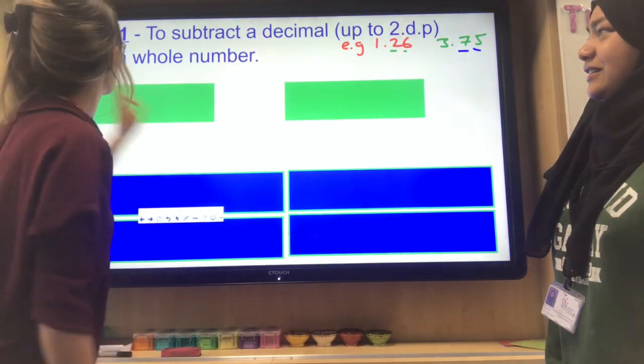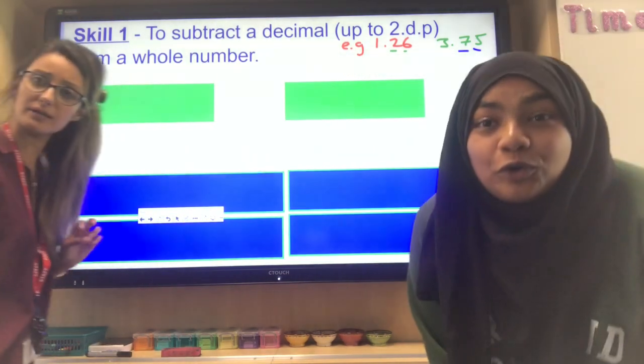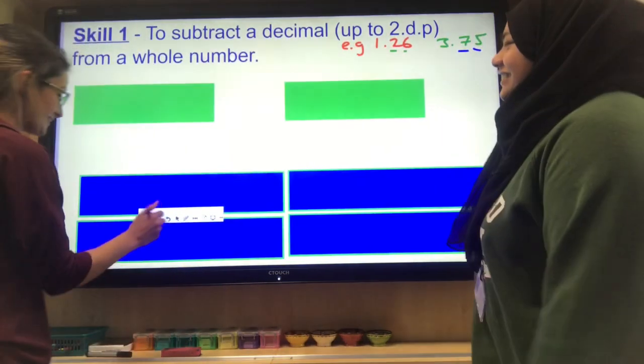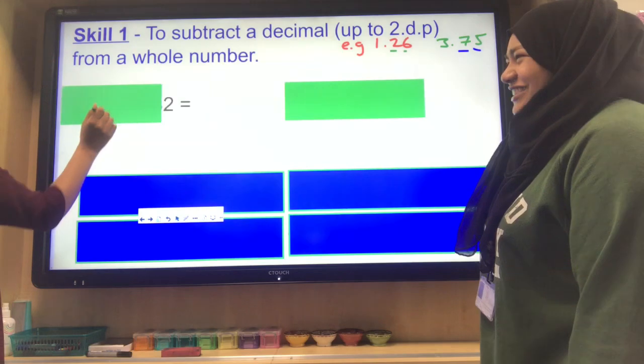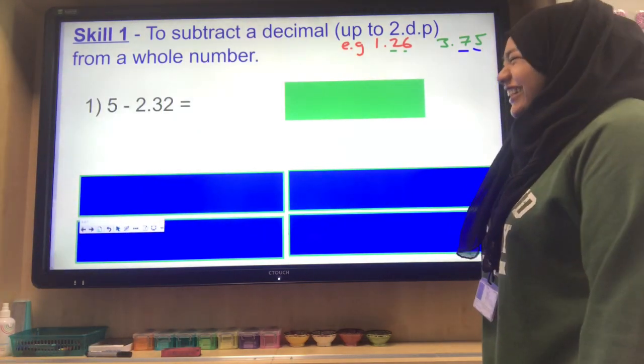from a whole number, another word, an integer. Great. Okay. So question 1 here, let's have a look at it.